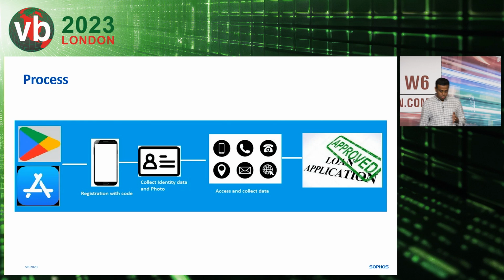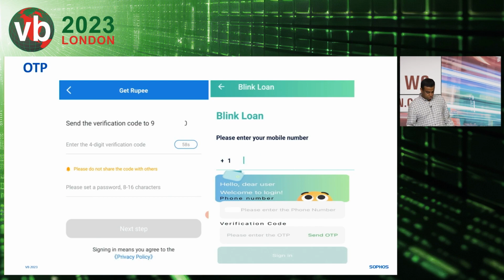Let's see what the process is and how this works. These apps go into the app stores, and they have some kind of verification with a code, and then they collect your identity data and some data from your phone, and then it goes to the servers, and then you get approved, and then you get the loan. It sounds like a fairly formal process like banks, but if you look more closely, it looks a bit different.